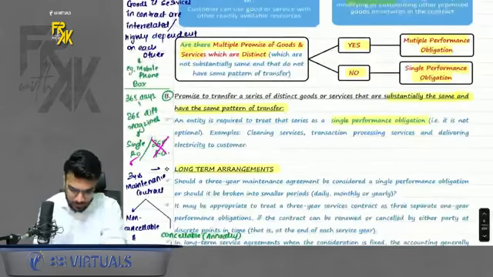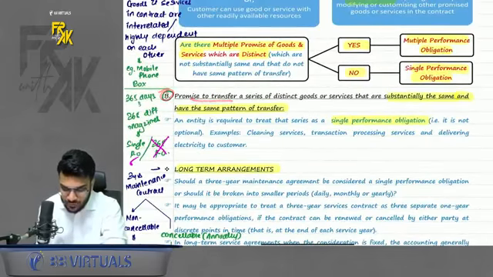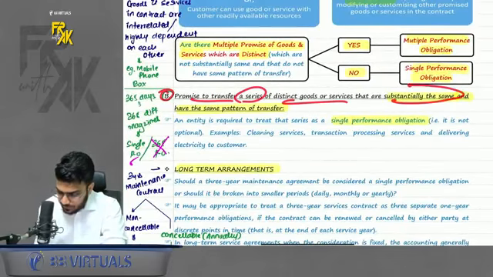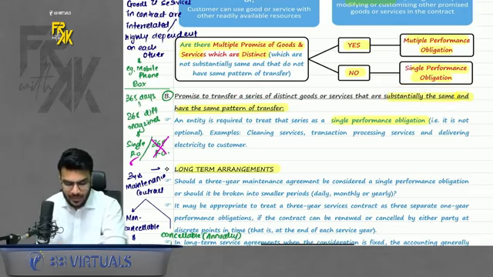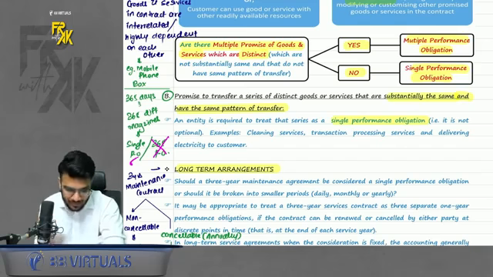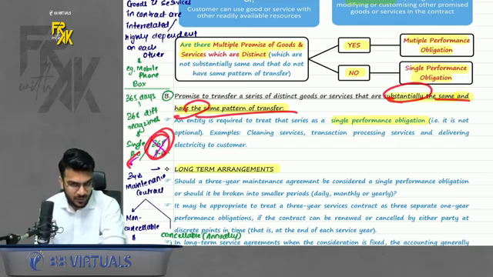Do remember that. Next, promise to transfer a series of distinct goods and services that are substantially the same and have the same pattern of transfer. For example, let's say you are buying a subscription of magazines, so you will get 365 different magazines for 365 days. This will not be treated like multiple POs, it is a single PO because it is substantially the same and has the same pattern of transfer each day.